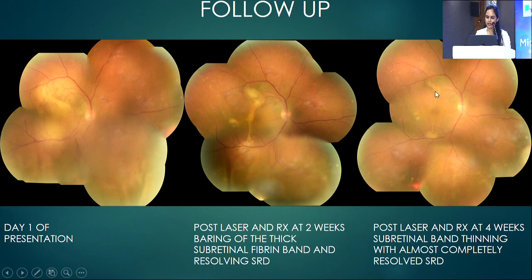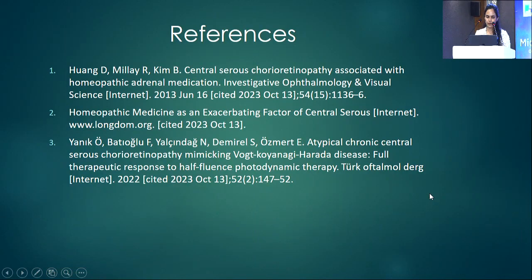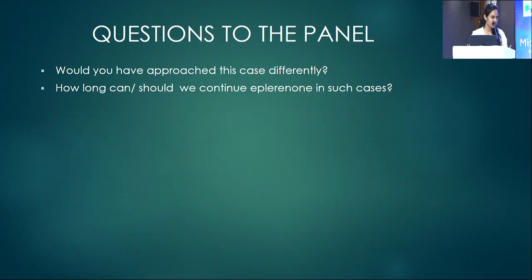And at 4 weeks, that fibrin has almost become just a linear structure, and there is no RD at this point. The above two images are of the right eye. You can see the subretinal material at the fovea, which resolves at 4 weeks with minimal fluid, and in the left eye, it has completely resolved. So these are my references, and I had 2 questions to the panel, if I may.